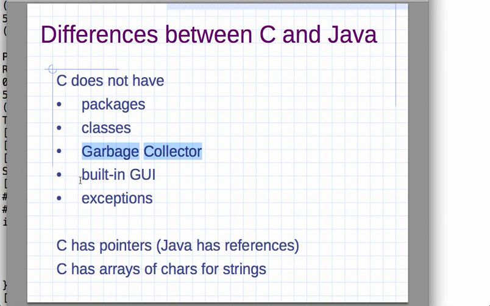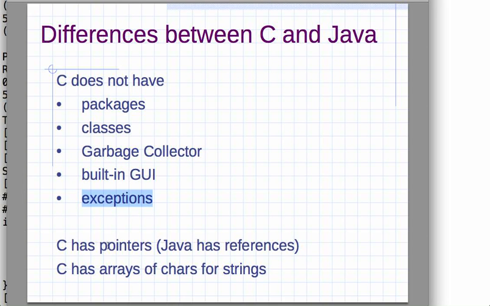Another difference between C and Java is that C does not have a quote-unquote built-in GUI like the Swing classes in Java. In C, you have to use third-party libraries, so there is no default graphical user interface system. If you do want to write graphical user interface programs, you have to use library functions, and there's many of those. C does not have exceptions either.